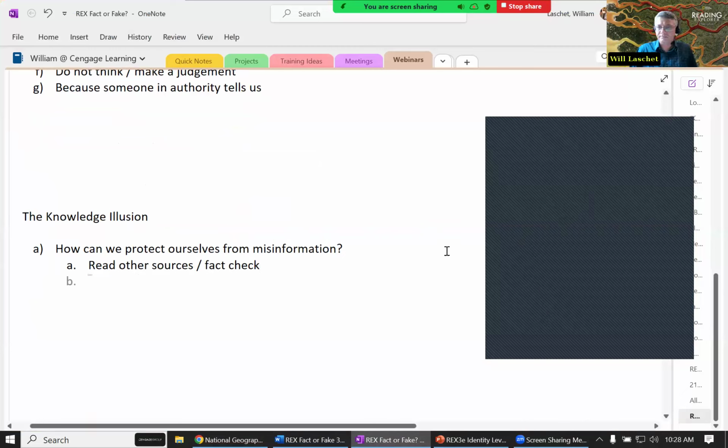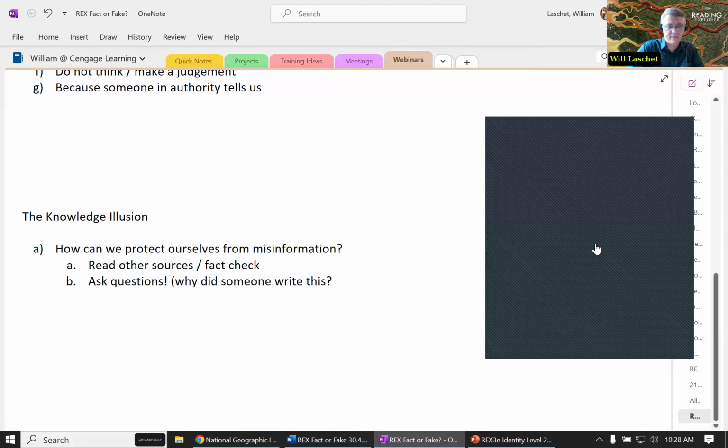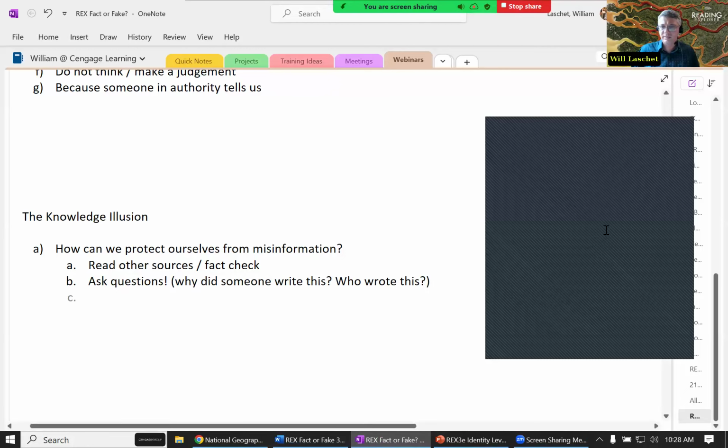Great. Think critically. Question. Ask questions. Why did someone write this? Right? Who wrote this? Or who made the picture or whatever? Ask questions. Yes, Bronwyn, ask yourself why they're saying what they're saying. Consult, ask other people. Yeah, okay, check. So read other sources, fact check. Ask other people. Yeah, think about the source. Right, very good. Okay, Simeon, think about the source validity.